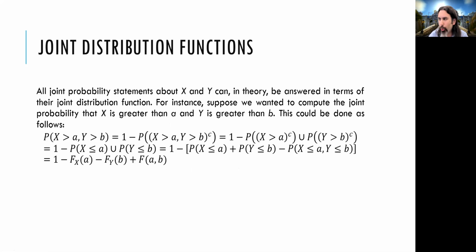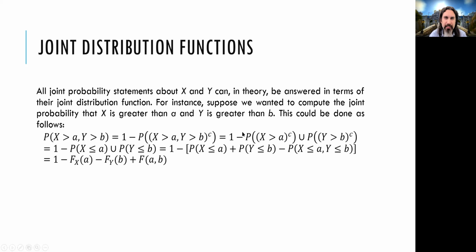We can also say that all joint probability statements for X and Y can be given in terms of their joint distribution function. For example, if we talk about X being greater than A and Y being greater than B, the probability of X being greater than A and Y being greater than B at the same moment, we can write it like this. We can just say it's 1 minus the complementary, and then we can open up the complementary and see that instead of the intersection, it's a union. So we have this union here, and as you can see, we have two complementaries inside the parentheses right now.